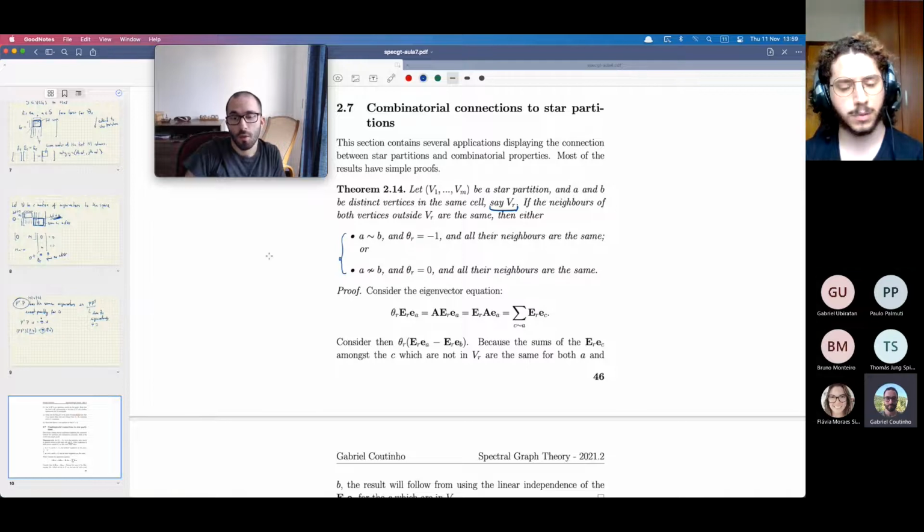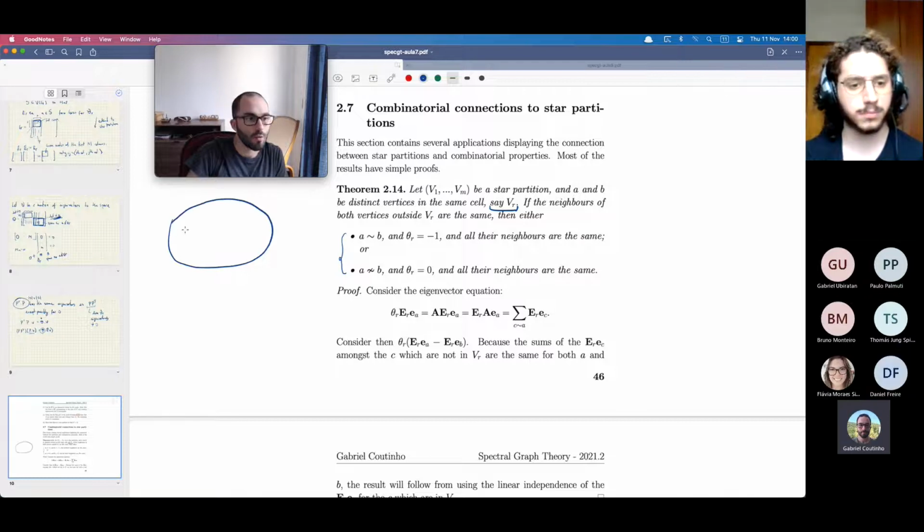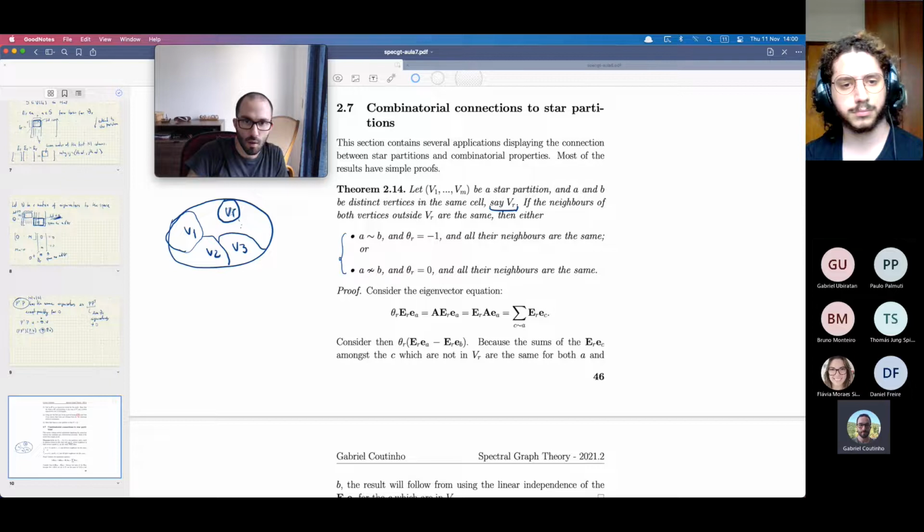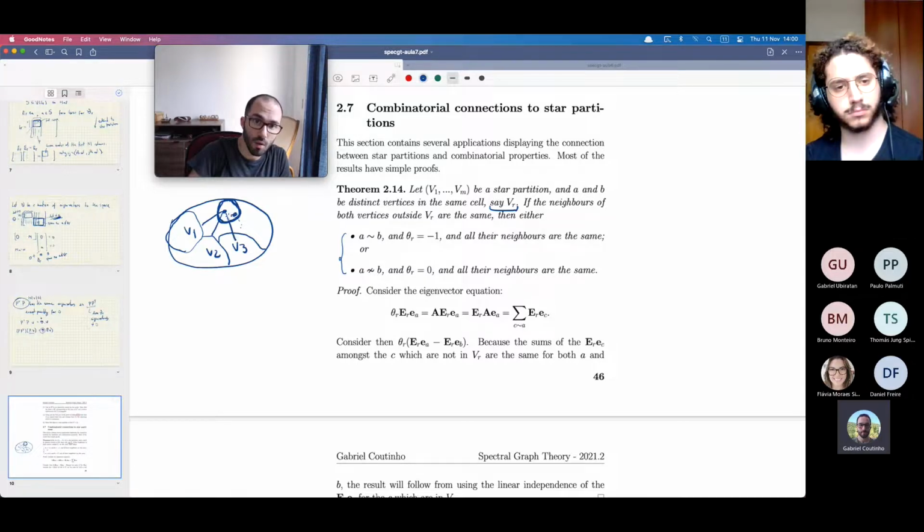Okay? So what I'm saying here is, this is my graph, and I have V1, and I have V2, and I have V3, and so on. And then I'm looking at one of these VRs, all right? Then I'm picking two vertices in there, A and B. And I'm saying that the neighbors outside of here are the same. So let's say this vertex has a neighbor here, here, and here. This vertex is also the same. All right, so this is my hypothesis.